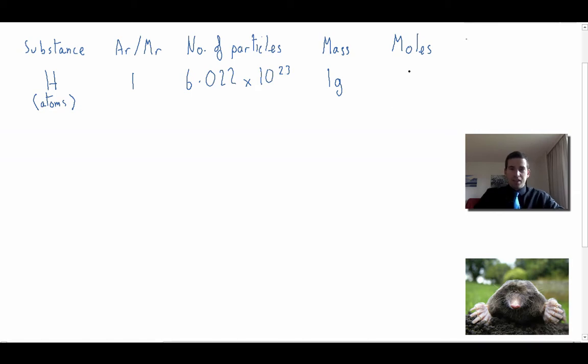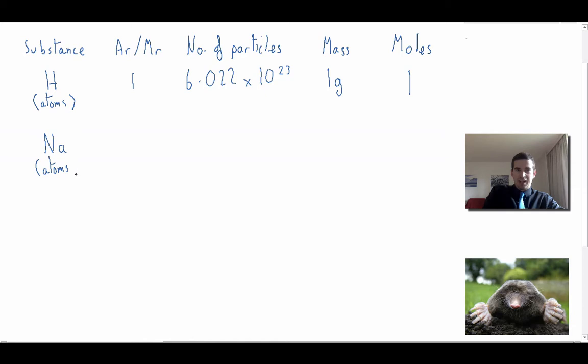And this is what we say is 1 mole. Okay, so 1 mole of a substance is the relative atomic mass, or the relative molecular mass, of that substance in grams. Okay, let's have a look at another element. Say sodium again.